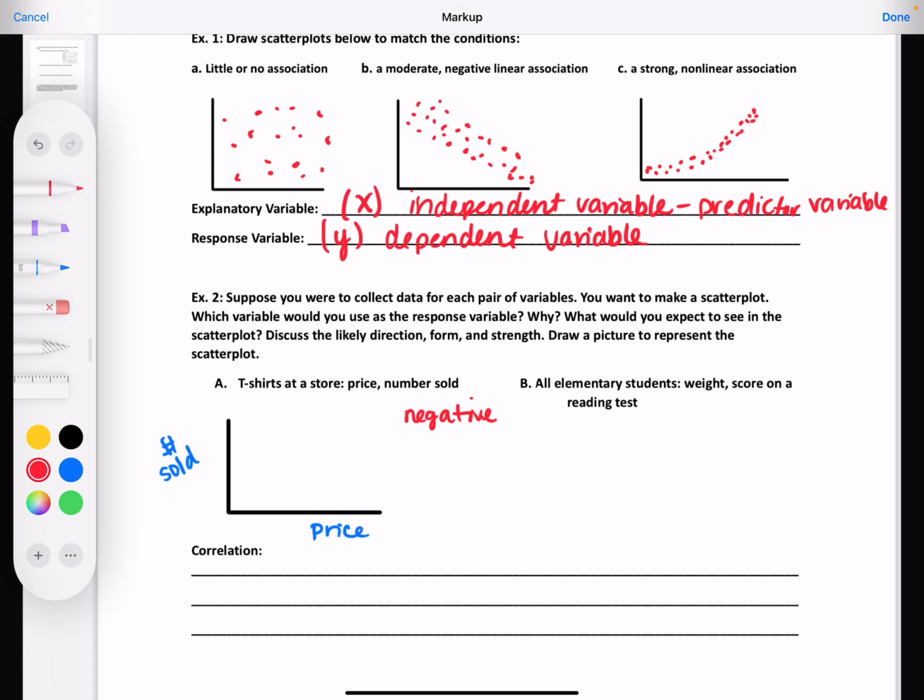Think linear, curved, or completely random? Linear. And do you think strong, moderate, weak, no? Probably moderate. So it looks something like a little bit spread out, but you can still see there's a pattern to it.